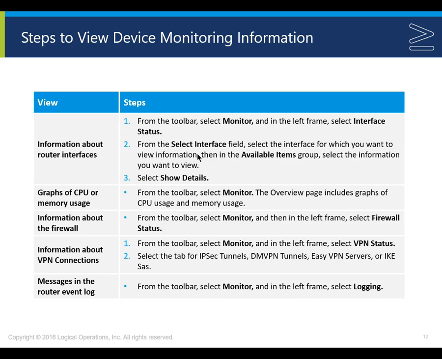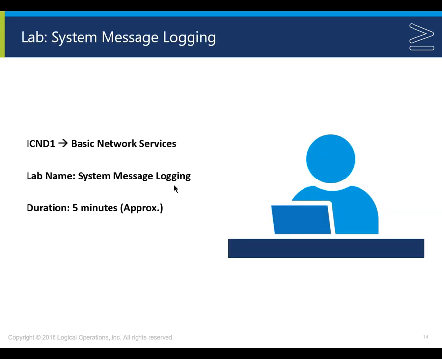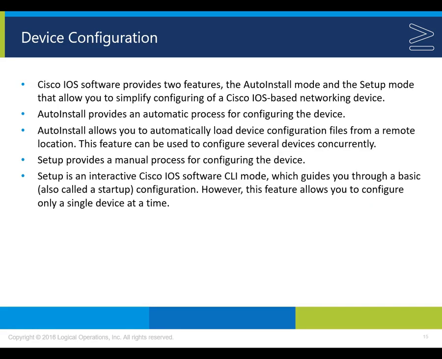So we have these things: monitoring the information, and the step-by-step, you can look at that one if you're interested. Here we go with the logging. We looked at the logging trap. The show logging I didn't look at, but logging logs messages to the syslog server that is configured on it, and the trap sets the severity level. This is one of those 5-minute labs, so I want to keep going on these things, and then we'll save labs till the end of the lecture here.